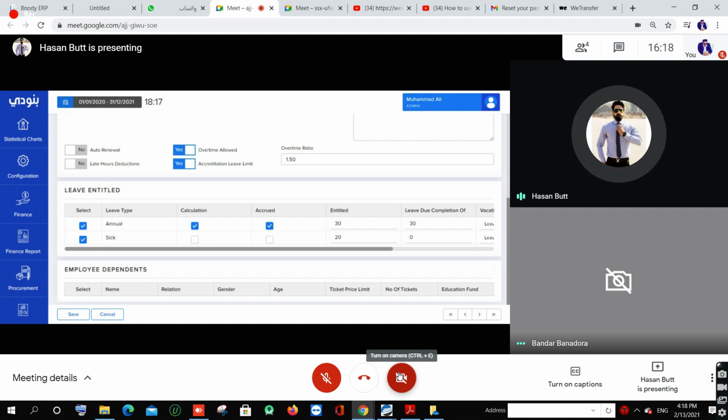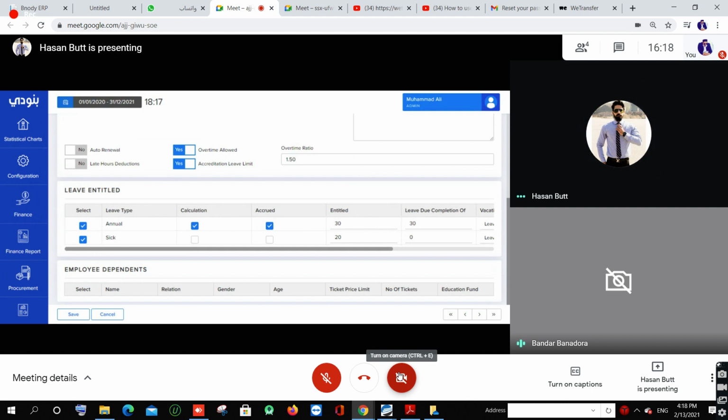Okay. And accrued means that if he has been given 30 days of entitled leaves and he is getting 31 or 32 leaves as well, then same as the calculation, the accrued will be calculated per month. And after that, we have an option which is entitled. Entitled means, no, the accrued. Yes, brother.